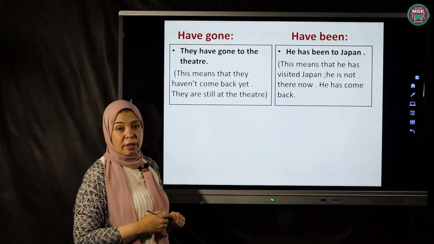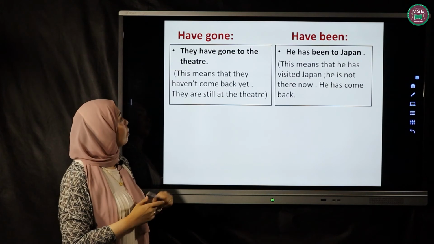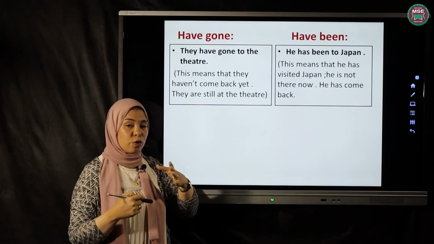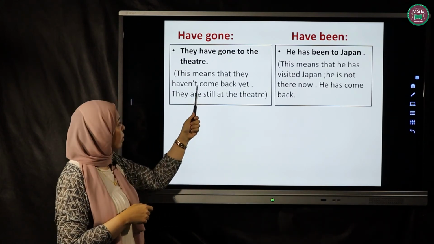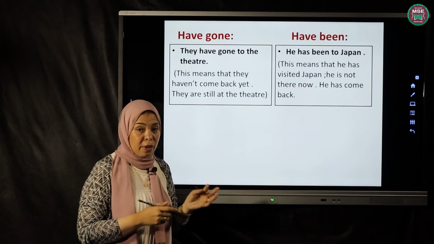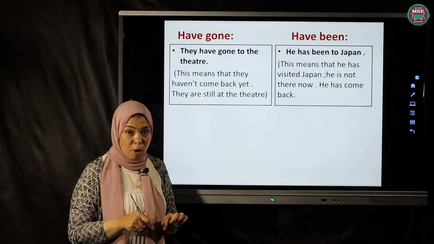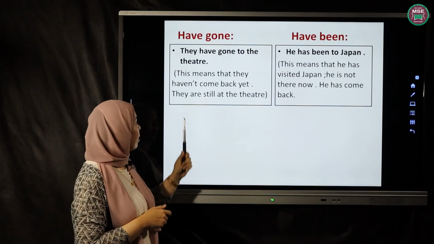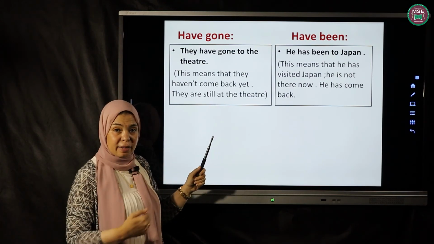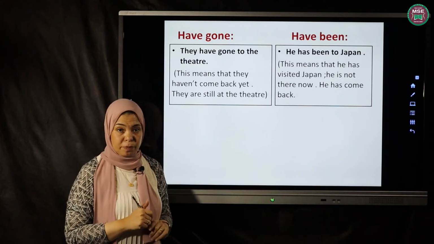Now, the difference between have gone and have been. Have gone: they have gone to the theater. When I say that I've gone or she has gone, it means that they haven't come back yet. Where is your brother? Where is your sister? He has gone to the supermarket. It means that until this moment he didn't come back. So this means that they haven't come back yet. Until this moment they haven't come back yet. They have gone, it means that they are there. They are still at the theater.